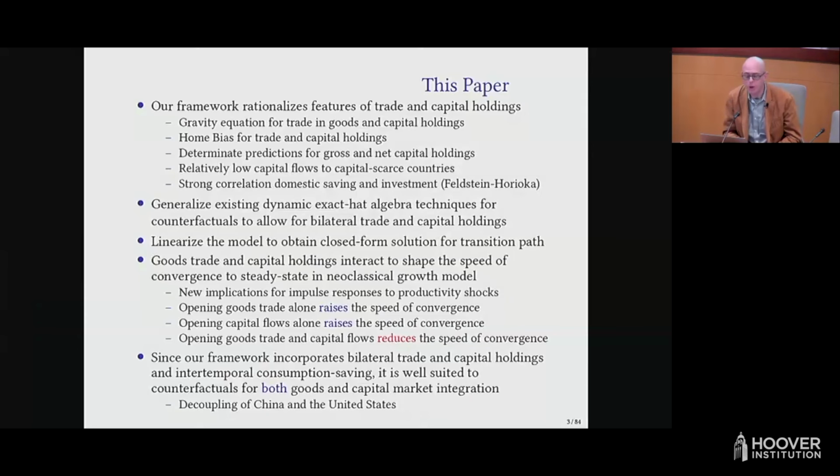So for example, we'll show that decoupling between the US and China in goods markets has really different predictions in our framework, where capital markets are open, compared to the Ramsey model, when capital markets are completely closed. And so it's really important to model these two dimensions of globalization, integration in goods markets and integration in capital markets, simultaneously. It really matters for the policy predictions that come out of the framework.